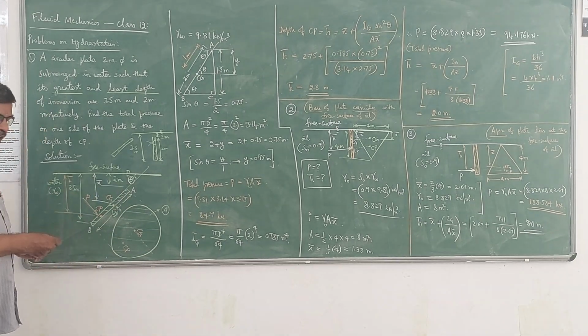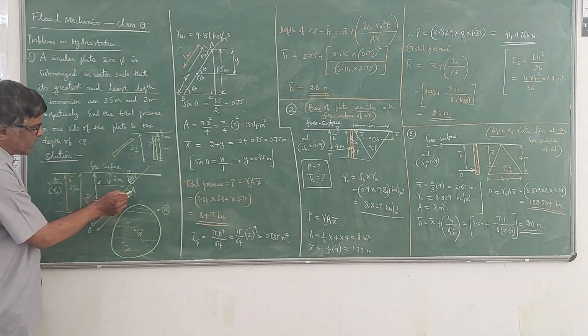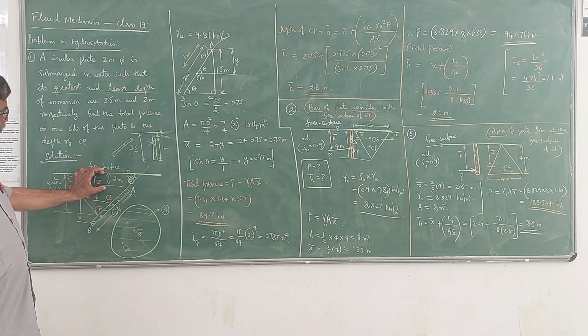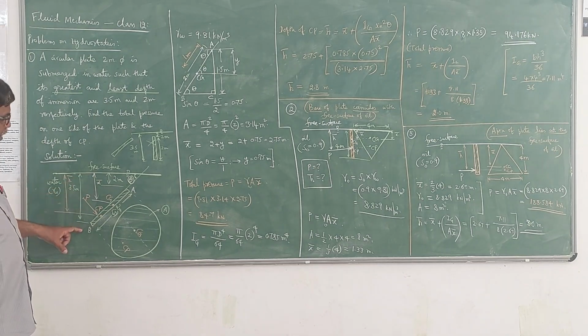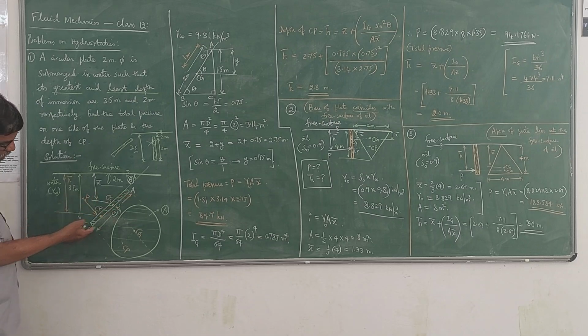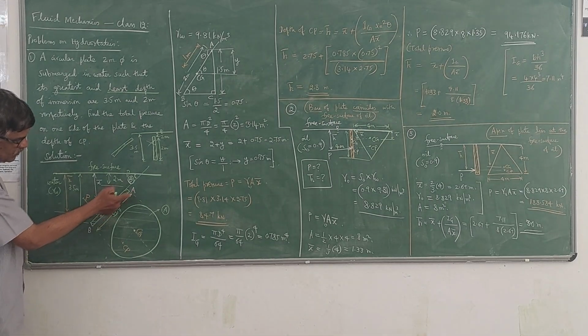And if you draw the figure, least depth is 2 meters. So AB is the plate now. A is the top point, top edge, and B is the bottom edge. Least depth is from the free surface to point A. Greatest depth is from free surface to point B. So this is 2 meters, this is 3.5 meter. A diameter of the plate, it is read like this. It is 2 meters. D is the diameter of the plate.